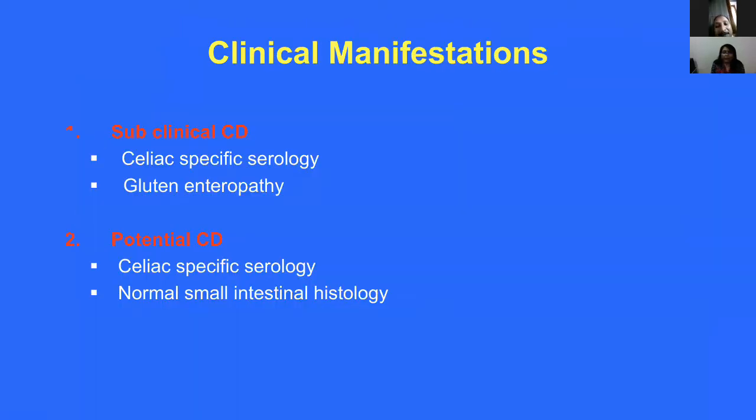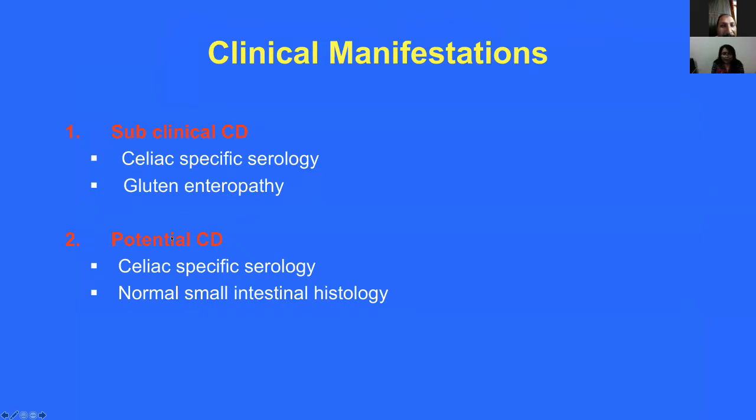What are the clinical manifestations? As I have already mentioned, patients with celiac disease can present in any department. The varied presentation is, one, subclinical celiac disease, in which celiac specific serology is present. When we do endoscopy and duodenal biopsy, they have gluten enteropathy, but they don't have symptoms.